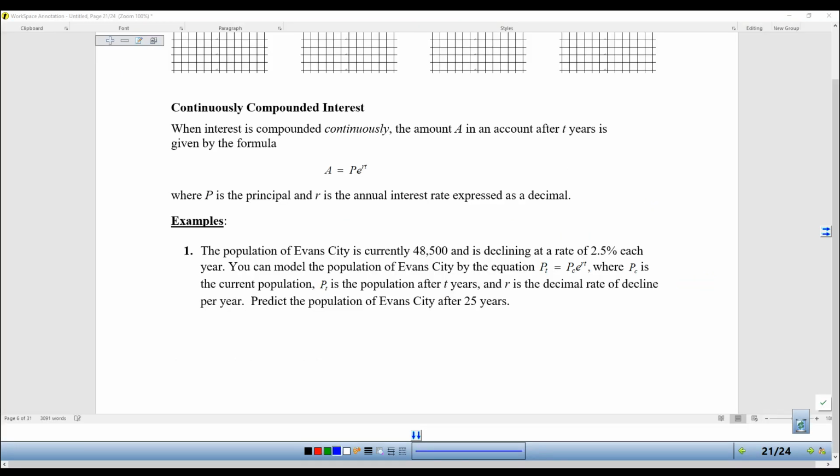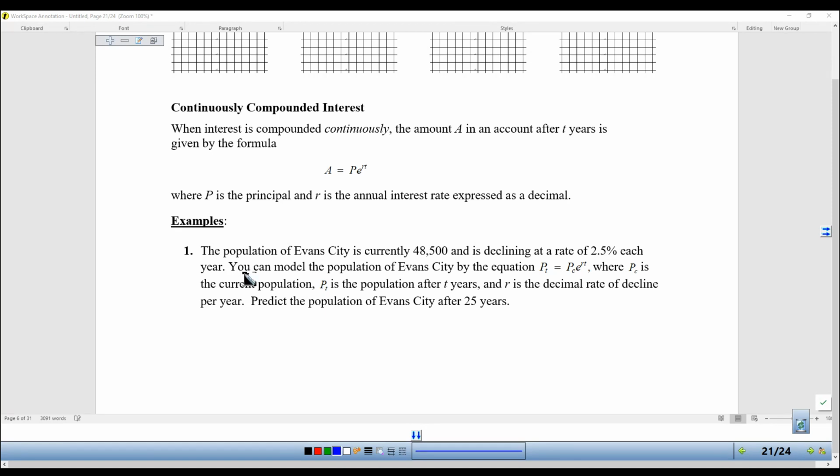So there's a couple really great applications of E. One of them is it's often used for population functions. Another one is used for continuously compounded interest. So we're going to go ahead and do a couple problems so that you can see some applications of this number that we call E.